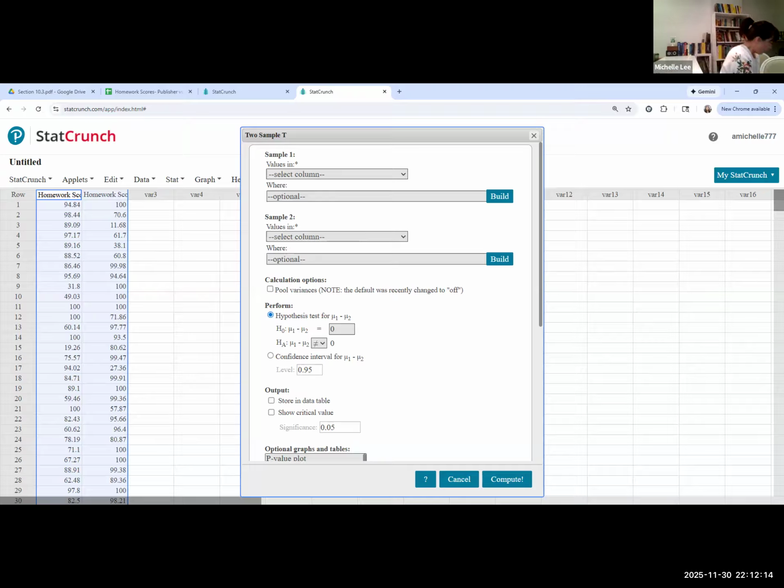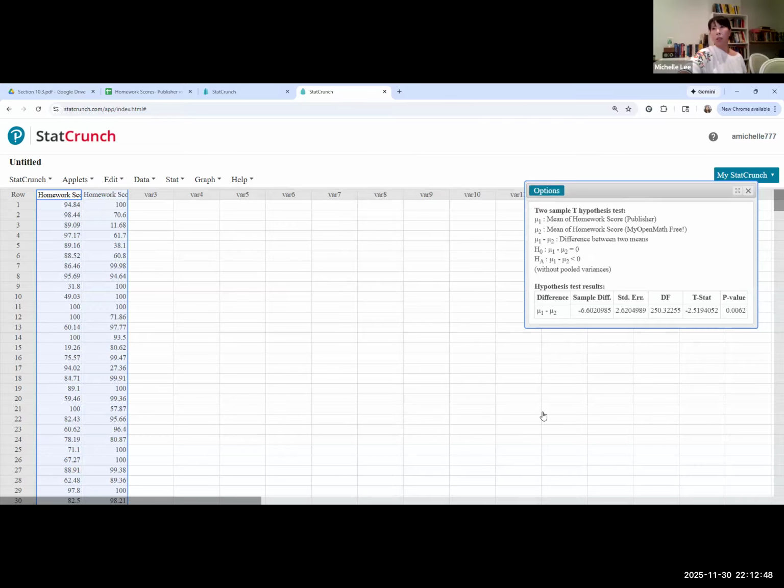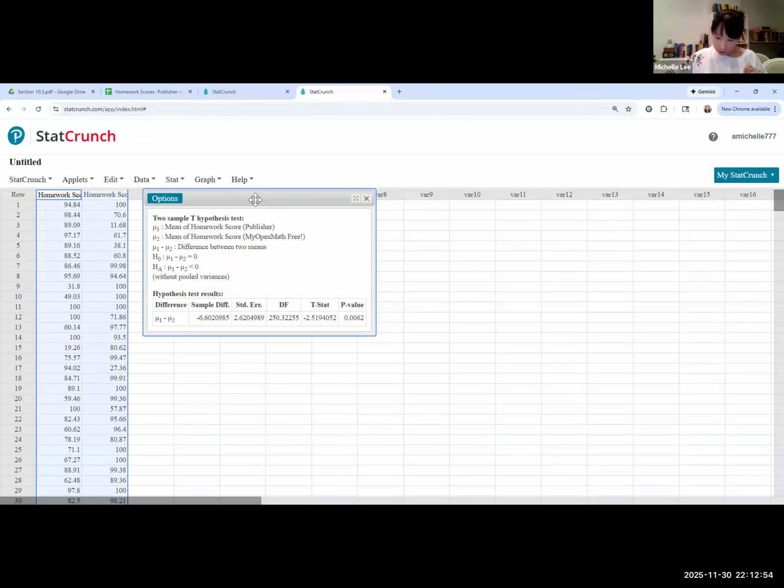So we input values in homework score publisher, and then sample two values in the My Open Math. Okay. Hypothesis test, left tail, right? Yeah, so left tail. That's it, right? Okay. So we compute. So we have 0.0062, then alpha.